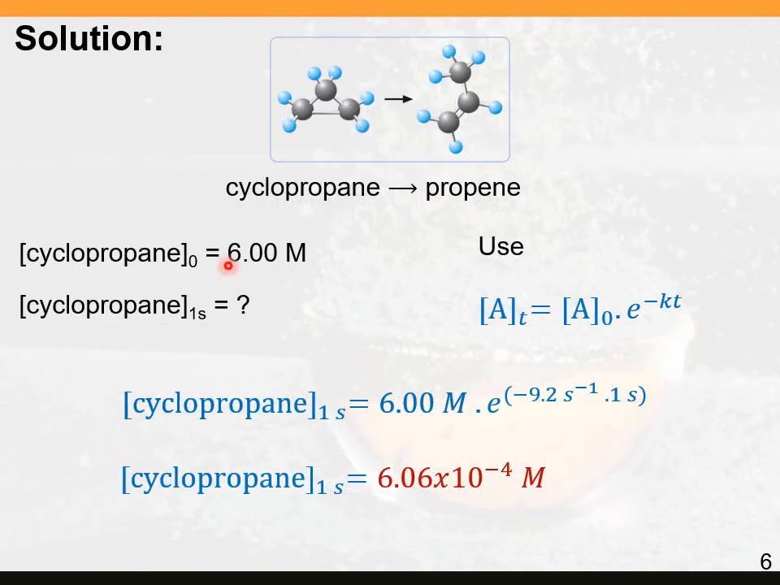Because we were given the initial concentration and asked the concentration at 1 second into the reaction, we're going to use this form of the integrated rate law. We substitute initial concentration 6 molar, rate constant is 9.2 per second, and the time is 1 second, which calculates the concentration at 1 second to be 6.06 times 10 to negative 4 molar.